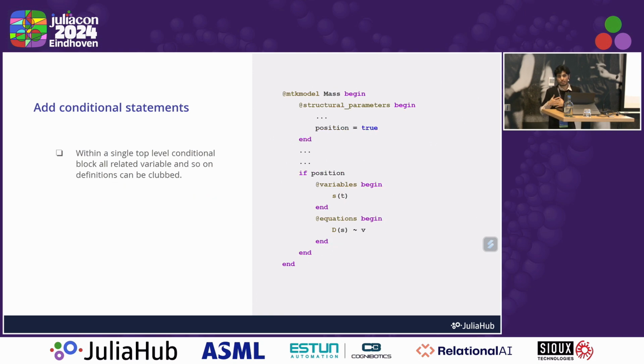If it makes sense to club all these together, you can also club within an equation within a condition itself. We also want to specify the position of the mass. So based on the position condition, you add a position variable and also an equation that links it with the velocity of the mass.